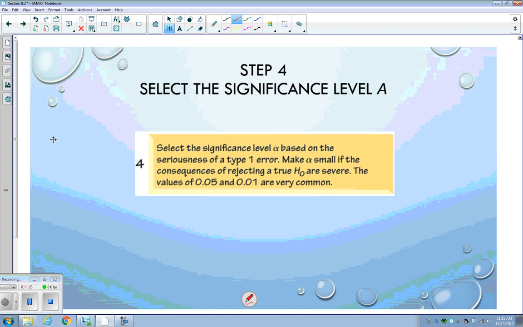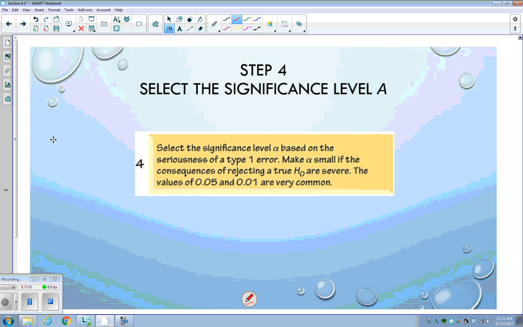Once we've done that, we have to select the significance level of the test, our alpha. And we've done alpha before. We've looked at those critical values and where it needs to be. And we want to put our values based upon the severity if we make a mistake.